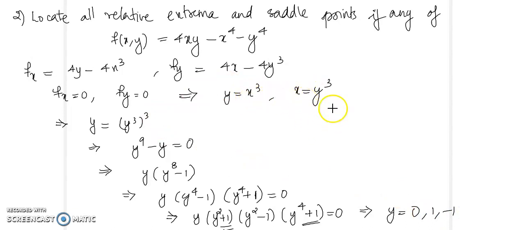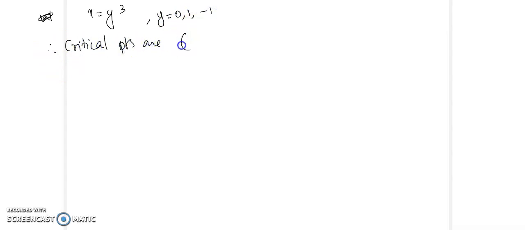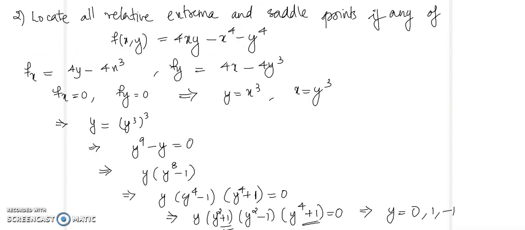Now x will be equal to y cubed. So we have y equal to 0, 1 and minus 1. Therefore the critical points are: when y is 0, x will be 0, so you'll get (0, 0). When y is 1, both will be 1. Then you will have (minus 1, minus 1). So these are the critical points. Now let us find out the second order partial derivatives.